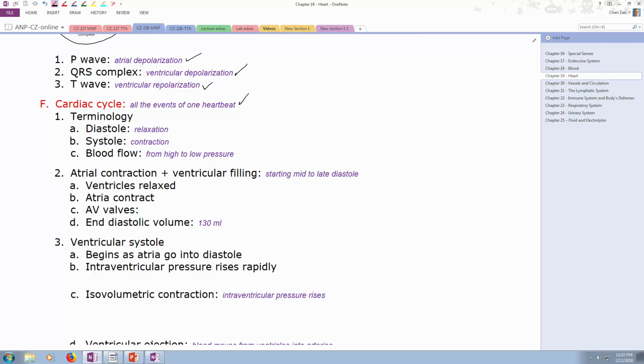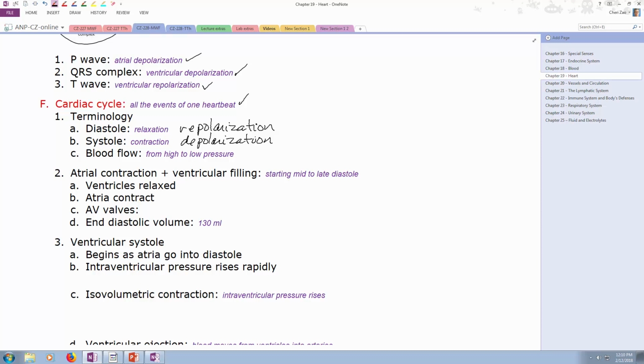Terminology here: diastole is referred to as relaxation of the heart muscle, and systole is contraction of the heart muscle. Which one of those two would be related to the electrical activity of depolarization? Systole. So they're closely connected here. And then diastole would be related to our repolarization. Without depolarization, you don't get systole, and without repolarization, you will not get diastole.